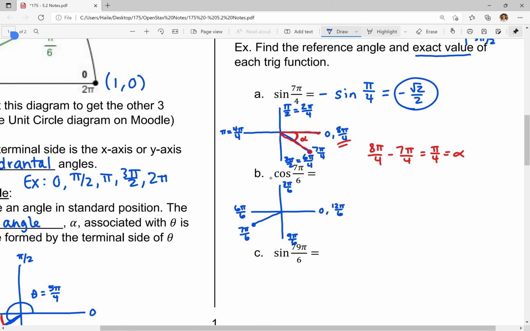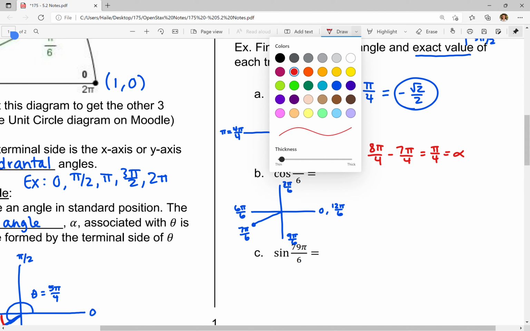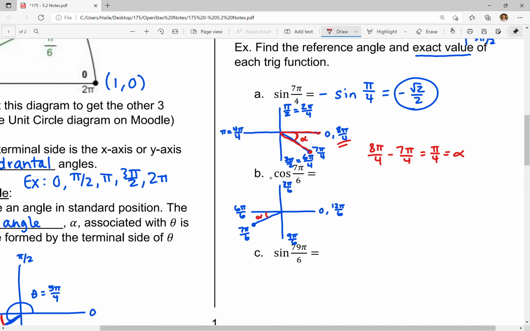Okay, so my reference angle is going to be this little angle in here. So this is alpha. And how large is alpha? Well, alpha is just pi over 6. It's the same idea as the last example. Between 7 pi over 6 and 6 pi over 6, we have just 1 pi over 6. So alpha is pi over 6. So what this is telling us is that the cosine of 7 pi over 6 is really just the cosine of pi over 6, but maybe we have a positive or negative. So that's what we have to decide now.